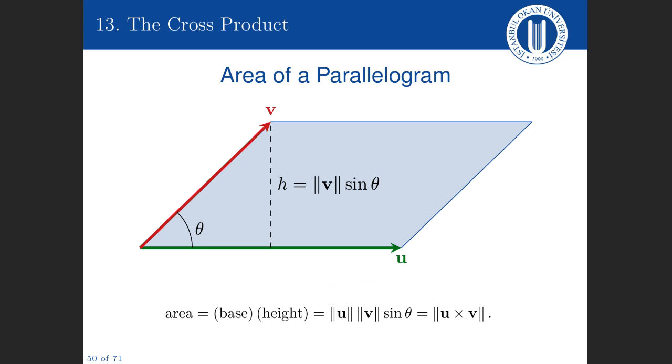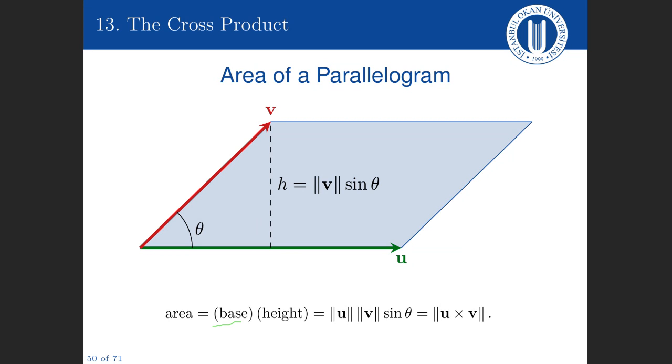We can use the cross product to calculate the area of a parallelogram. Suppose I have this blue parallelogram, and I know that the vector u and the vector v point along one side of the parallelogram. We know that the height of the parallelogram, using trigonometry, is the norm of v sine theta. So the area of the parallelogram is base multiplied by height.